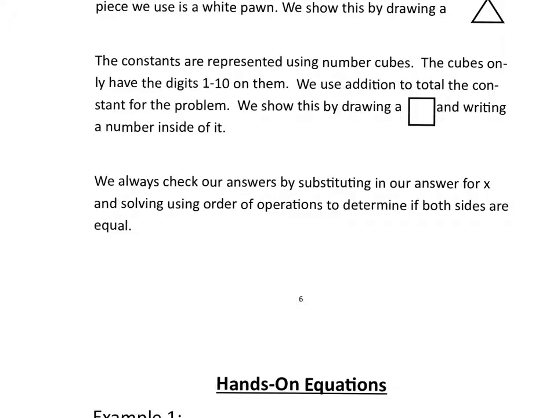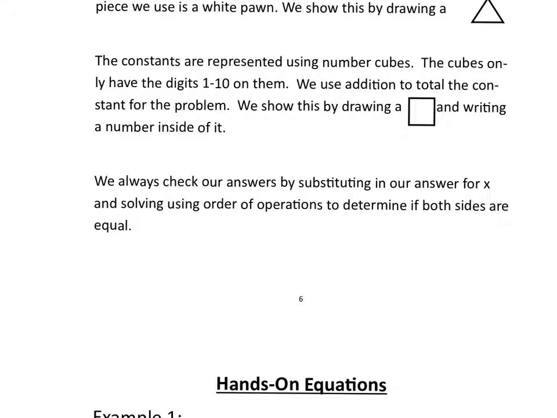Then we use addition to total up the constant for the problem, meaning that we won't go outside. If it's a number of 20, we would have 2 10s to represent that, because 10 plus 10 is 20. Or we could have 4 5s to represent that, because 5 plus 5 plus 5 plus 5 is 20, and so on. Now, we show this by drawing a white square, an empty square, and then we write the number inside of it. And I misspoke when I talked about the dice, or the number cubes. 0 through 6 are on 2 of them, and 5 through 10 are on 2 of them. Sorry, I misspoke about that.